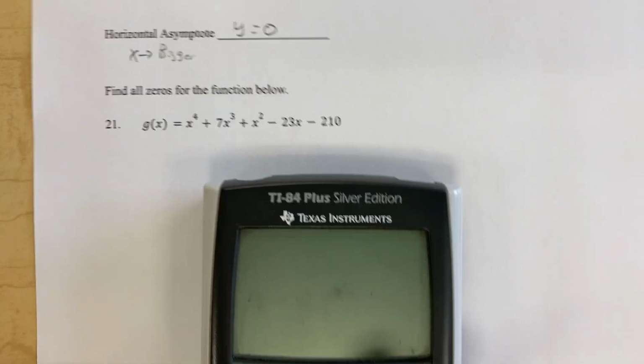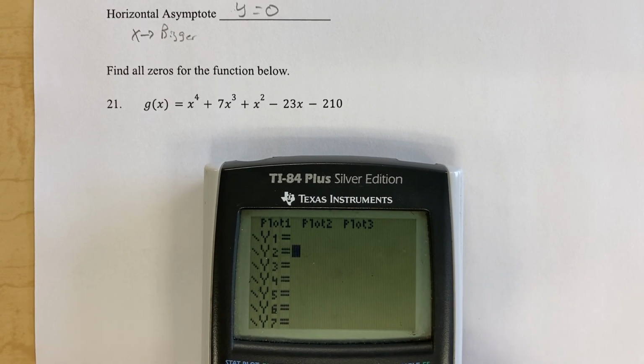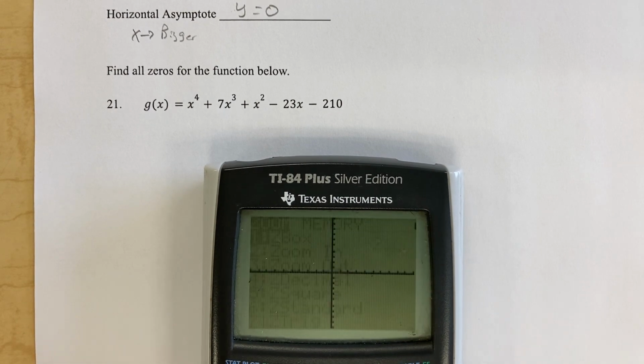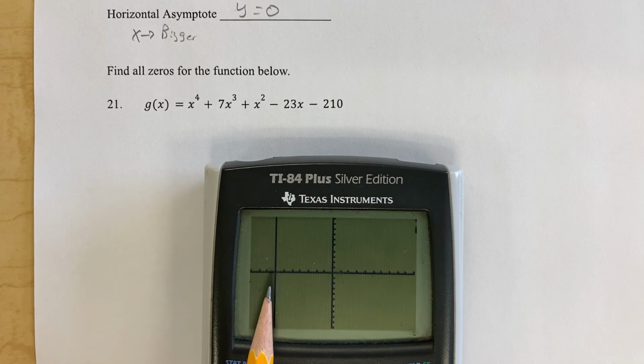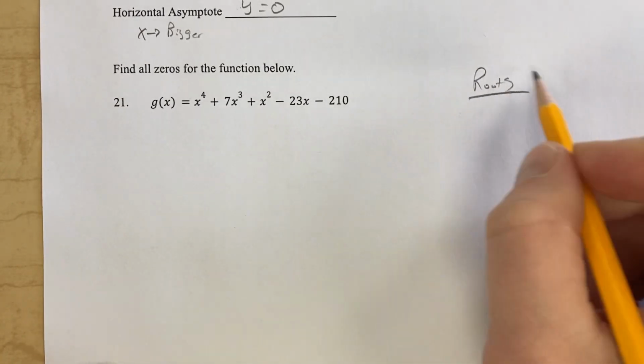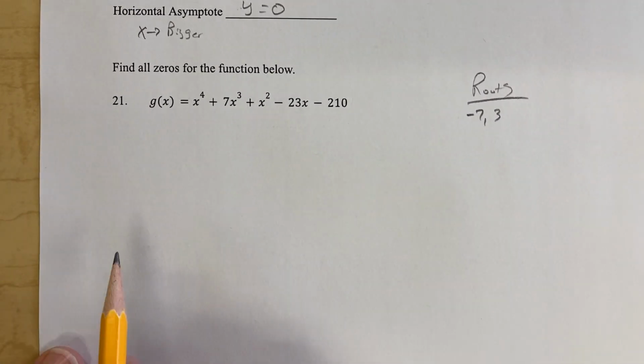First thing we're going to do is go ahead and graph that and see where the zeros are. So I'm going to get rid of this and type this in: x to the 4th, plus 7x to the 3rd, plus x squared, minus 23x, and then minus 210. All right, put it in my regular window. And we see we've got something going on here at -7 and at +3. So as far as roots, or zeros, or whatever you want to call them, -7 and +3, we know those are 2. The other 2 didn't show up, so they're probably imaginary.